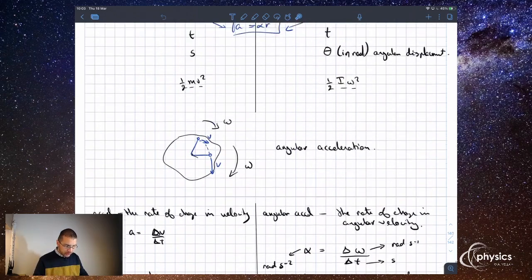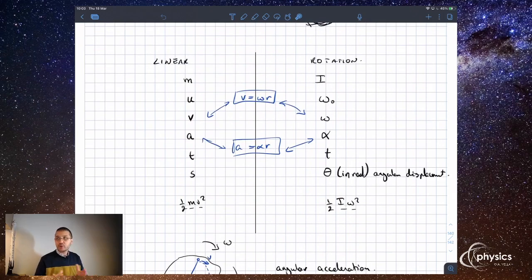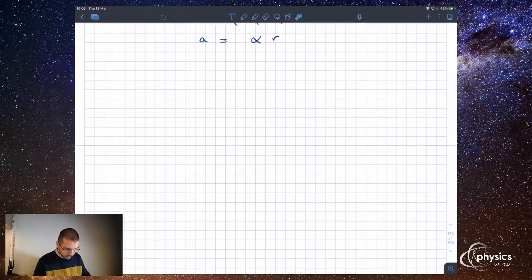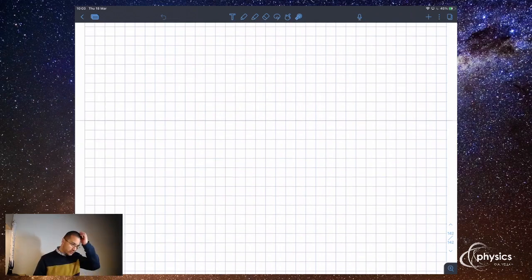The link between the linear and the rotation, because there's a link: if you have an angular velocity, there is a linear velocity, or tangential velocity, for the particles. If you have an angular acceleration, there is a tangential acceleration. So there's a link. The link is these two equations: v equals omega r, or a equals alpha r. Alright? Which links v to omega and a to alpha. Alright, so what are we going to do today?